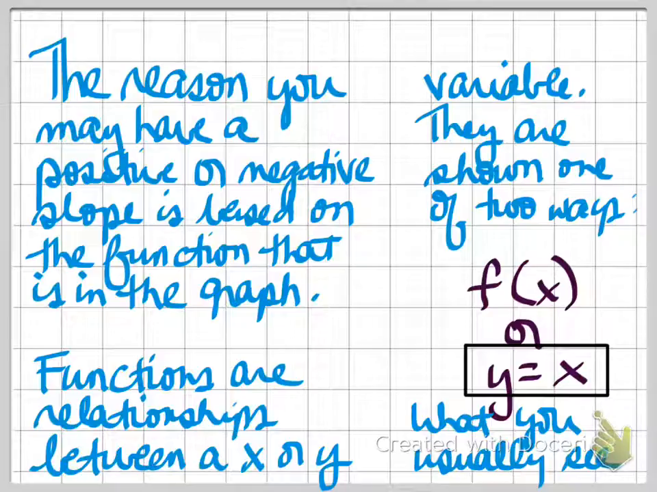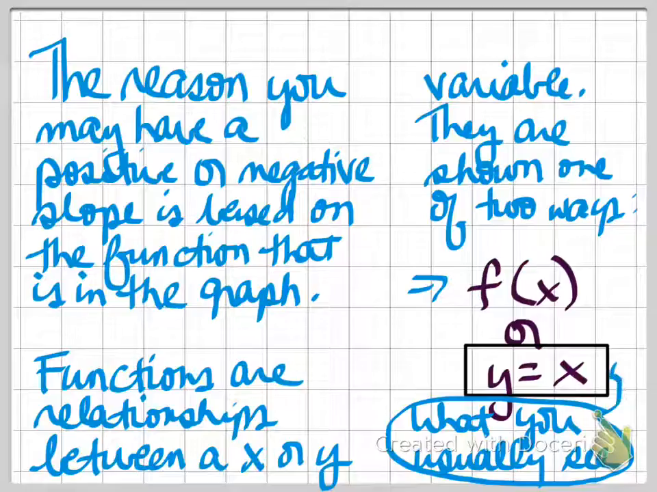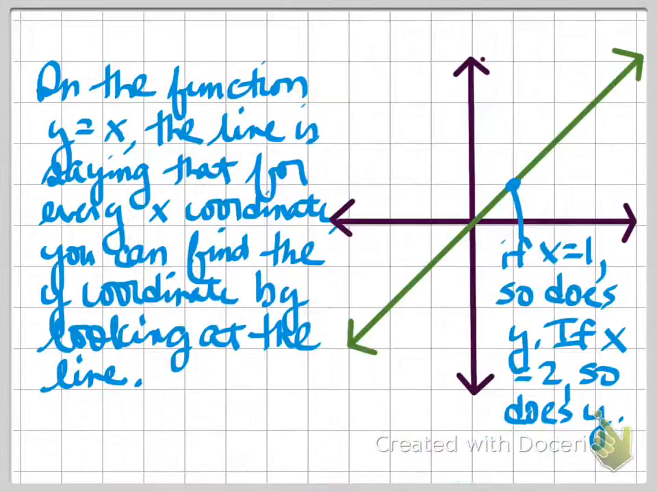The reason you may have a positive or negative slope is based on the function that is in the graph. Functions are relationships between an x and y variable. They are shown one of two ways. f(x) equals x is how you would say that, or y equals x. What you usually will see in 7th grade is this format. However, you can see it like this and it would mean the same thing. The next few slides are going to explain exactly what that is.